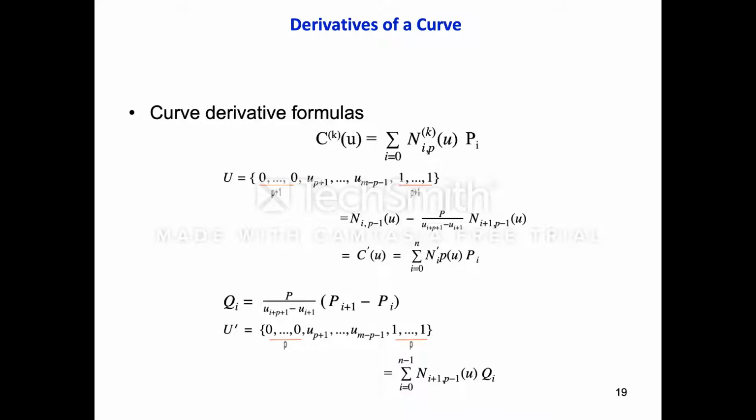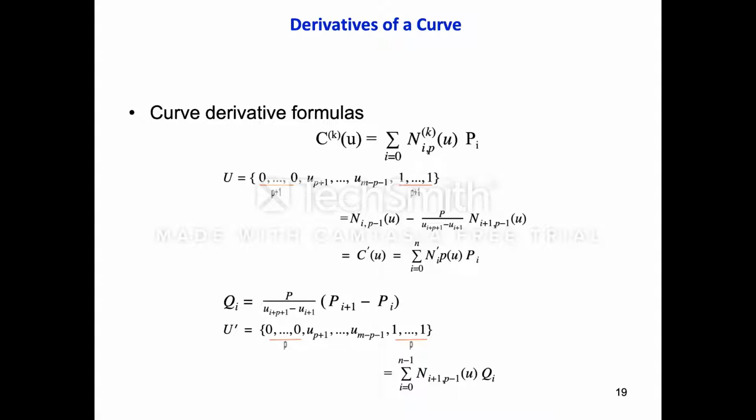The curve derivative formula for C^k of u, where it's the C of u function to the derivative of k, is given by summation of i equal to 0 to n of N_i,p of u P_i. The parameter values of u go between 0 and 1. Initially we take it as p plus 1, so we get the C prime of u as summation of i equal to 0 to n of N prime i,p of u P_i, where Q_i is the function we already discussed before, p by u_i+p+1 minus u_i+1 of P_i+1 minus P_i.